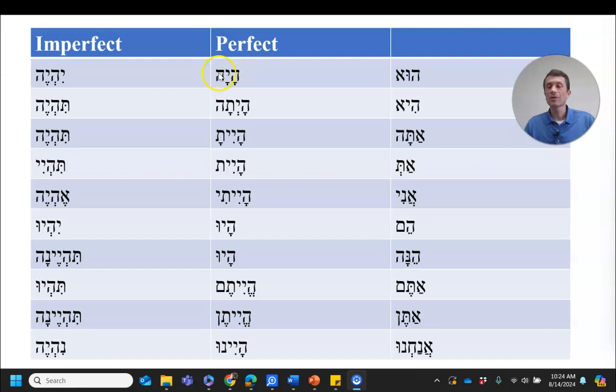But it's like a third hey verb. It switches to a yod in some places. It just looks a little bit different. And then you get this weird segol combination vowel when you get down into the second person plurals. So it's just helpful to be really familiar with that. Similarly with the imperfect, it has some unusual features, so it's good to be familiar with those.